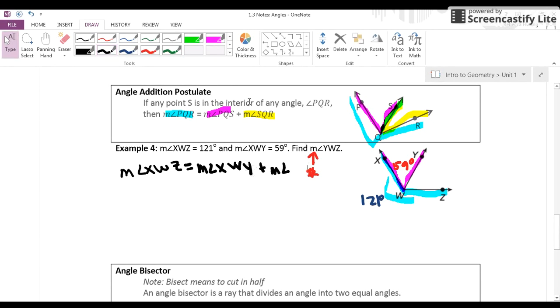Let me erase that and get that out of the way. The measure of angle YWZ. And then from there, all we're going to do is just plug in your values, right? So I know that that angle XWY was 59, right? I know that XWZ was 121. And then I can just bring down everything else. I just substituted in 121 and 59.